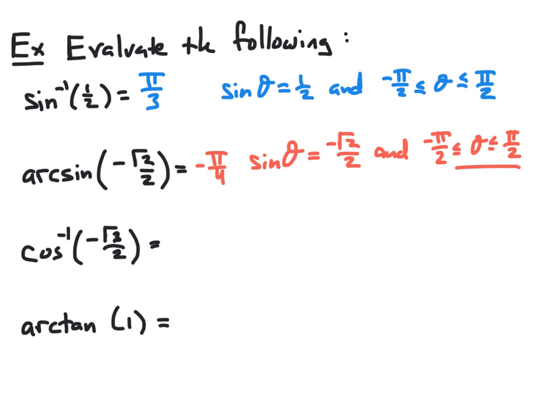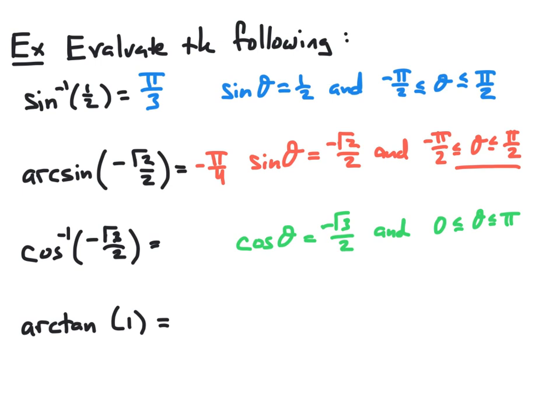For our third part here, the inverse cosine of negative square root of 3 over 2, we want an angle theta whose cosine value is negative square root of 3 over 2. But for the inverse cosine, we need our angle to lie between 0 and pi. This is because it's a different function than the inverse sine. The inverse sine always needs to be an angle between negative pi over 2 and pi over 2. The inverse cosine always needs to be an angle between 0 and pi.